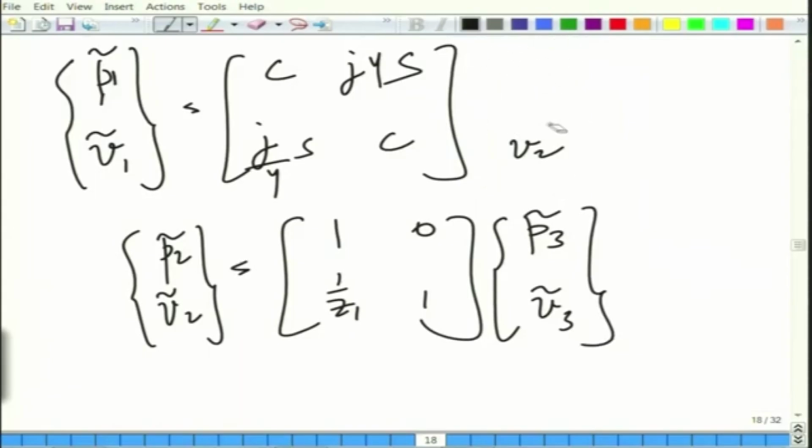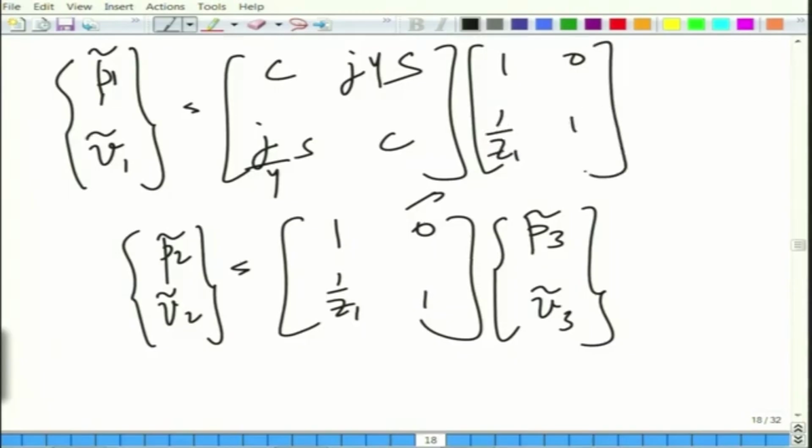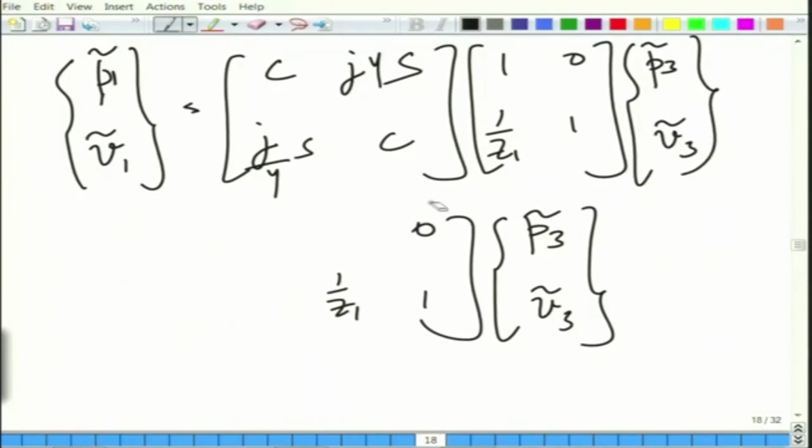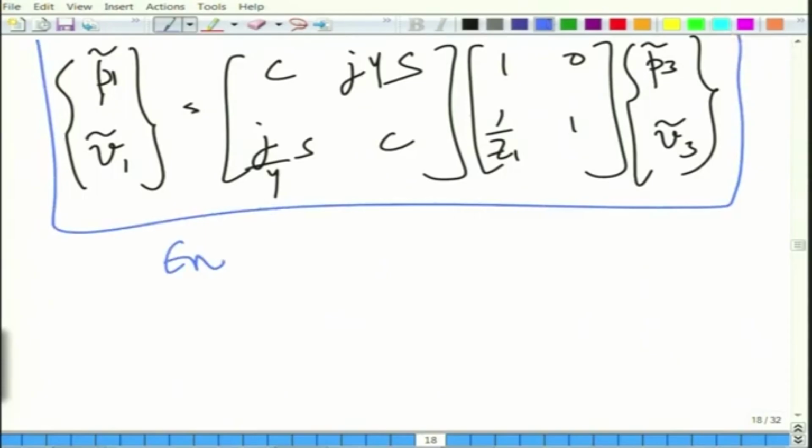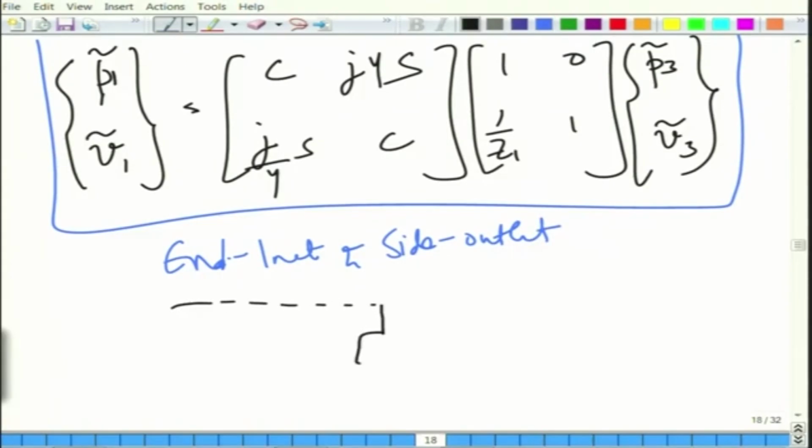So, what I will do, I will just get rid of this and pull it here. So, basically you get this sort of a thing for end inlet and side outlet. And needless to say, the electroacoustic circuit will be something like this.